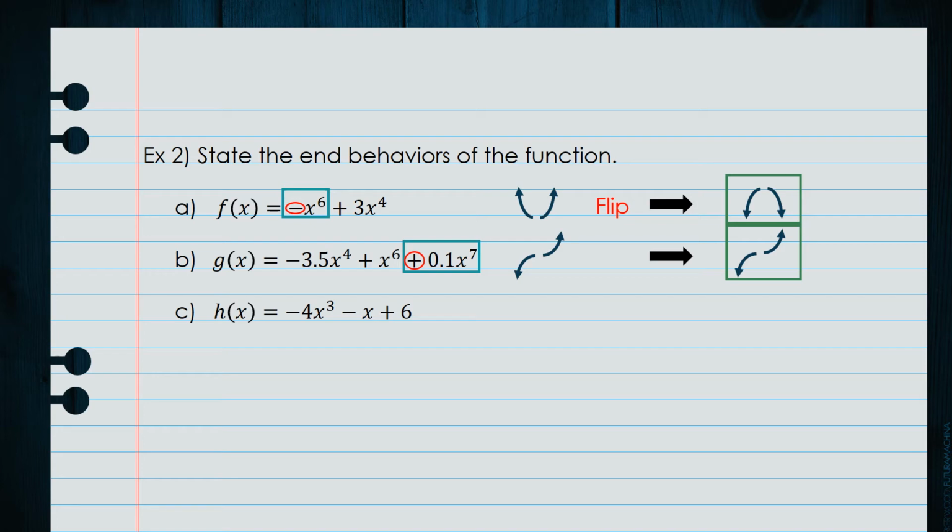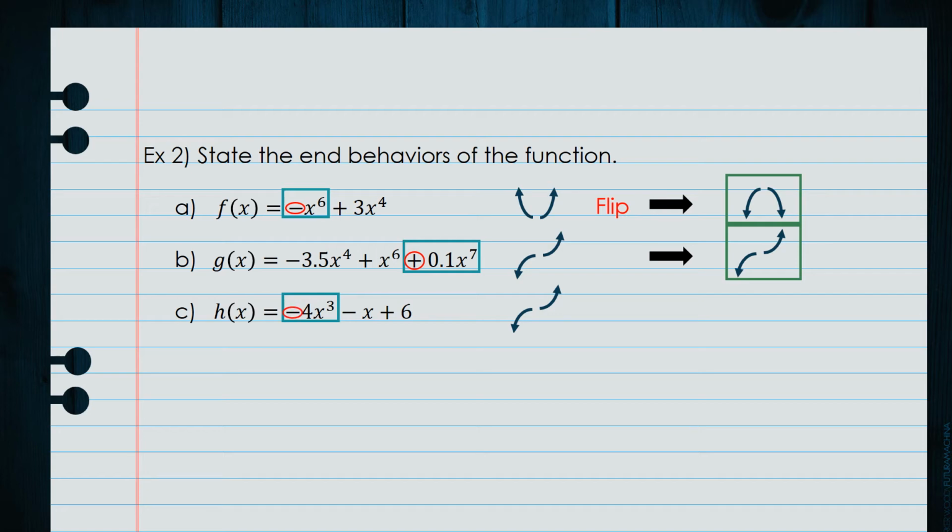For c, we have h of x equals negative 4x cubed minus x plus 6. We identify the leading term as negative 4x to the third. Because it's an odd degree, we think they're going to be going opposite directions, down on the left and up on the right. Now we pay attention to the sign.